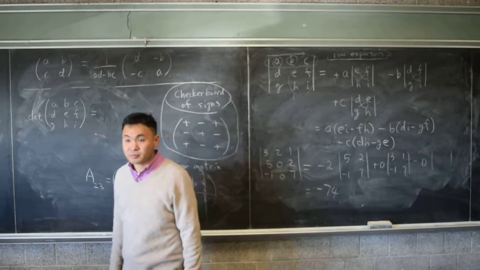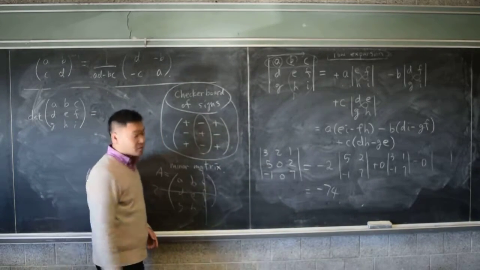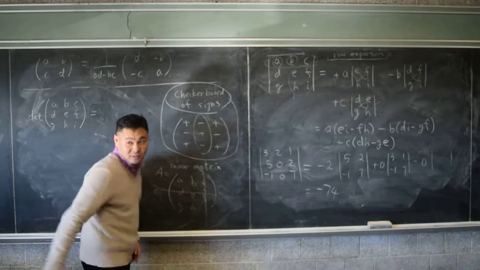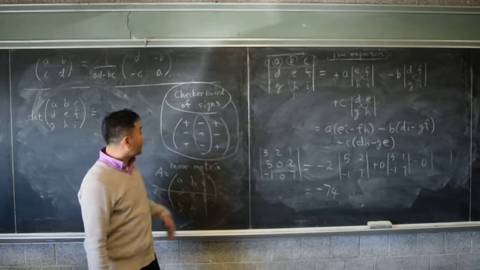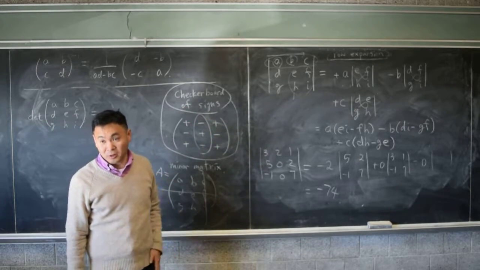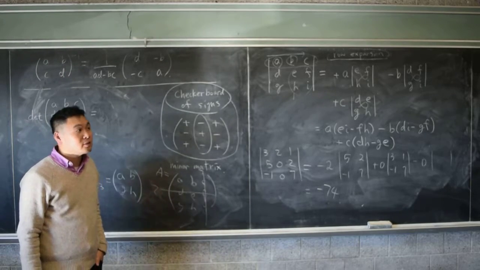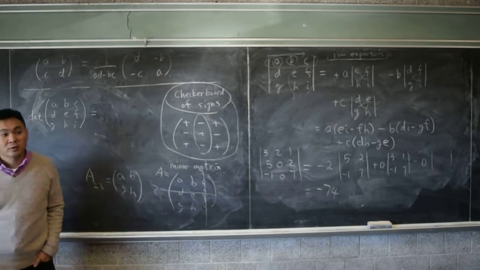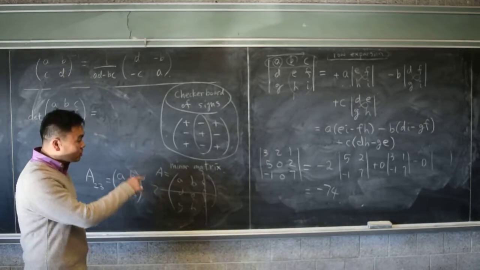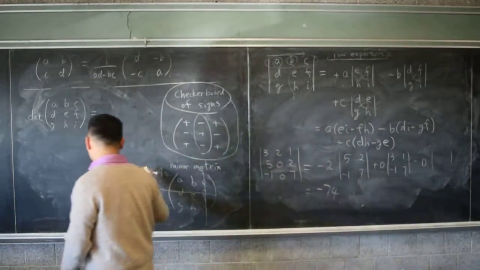Yes? So why do you start with the negative this time, though? Oh, because we're doing this. Oh, okay. Yeah, it's minus plus minus. So whatever one you choose, the checkerboard of signs must be applied when you calculate this. Any other questions? So that's how you calculate 3 by 3 determinants.